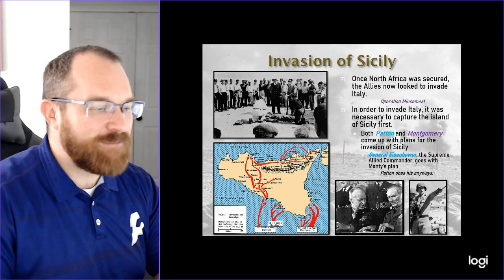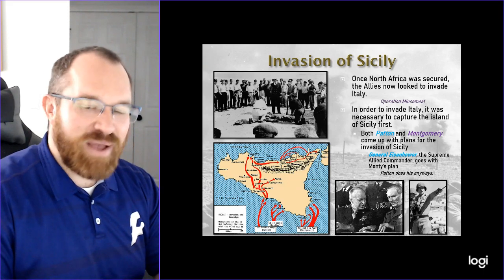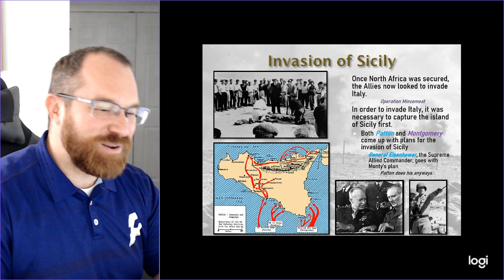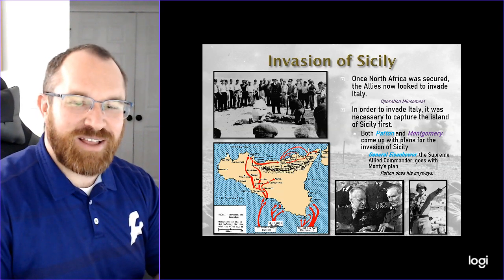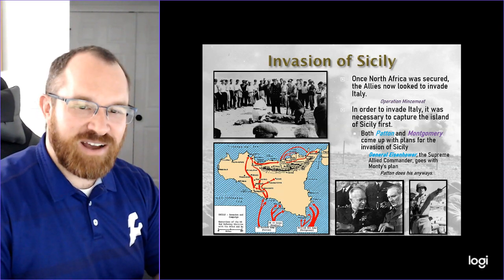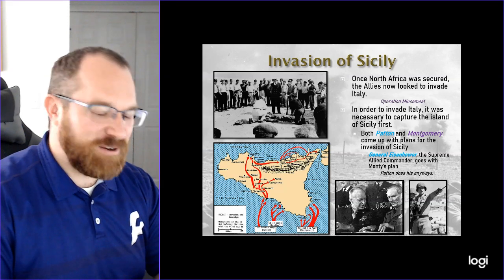Patton or Montgomery? And it turns out that Patton got there 5 hours before Montgomery did. So he wins the race to Messina. Did Patton and Montgomery like each other? No, they did not. Not at all. So, anyways.